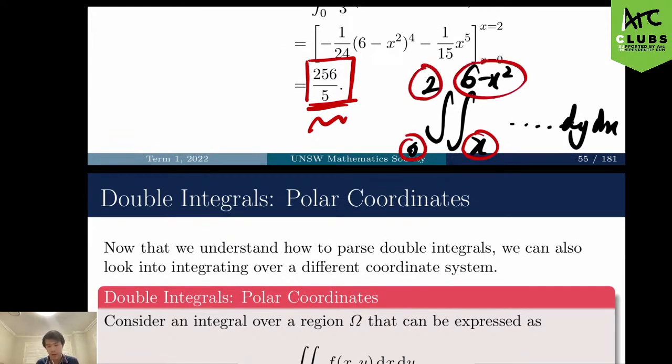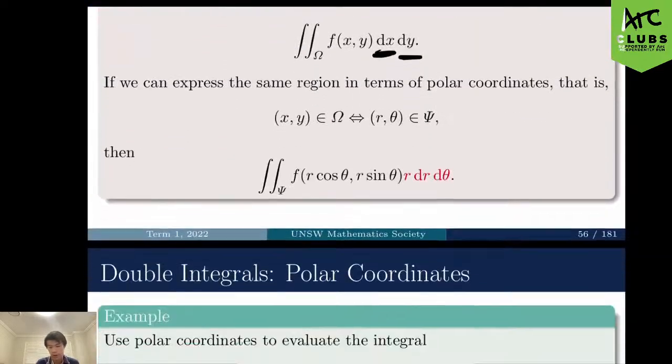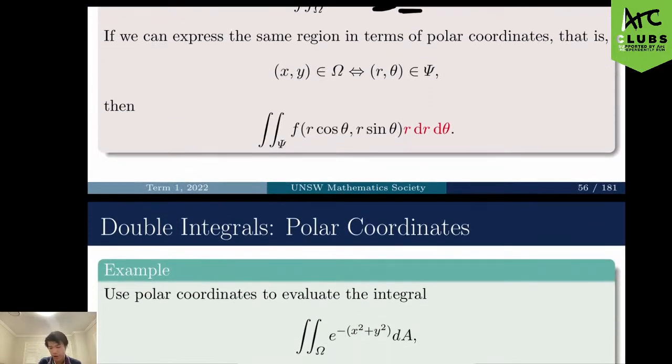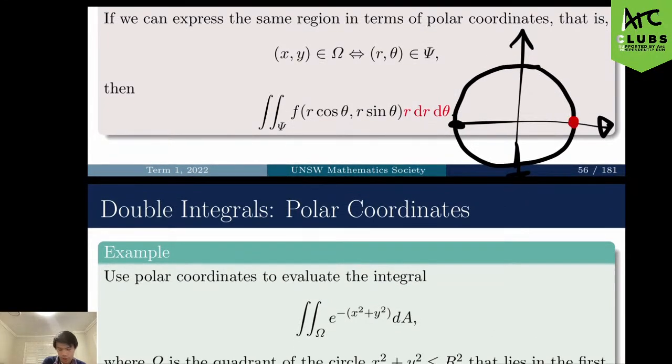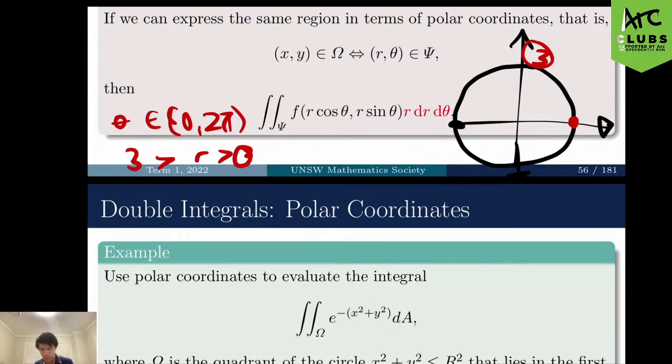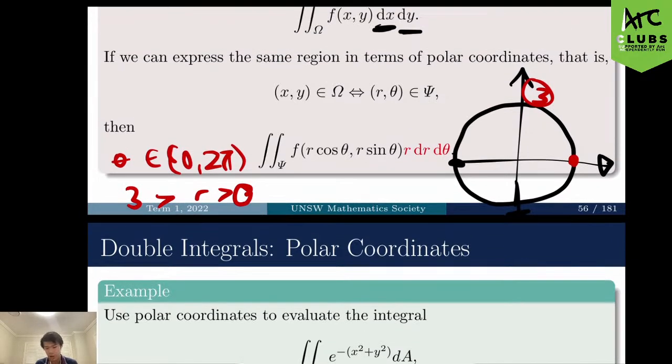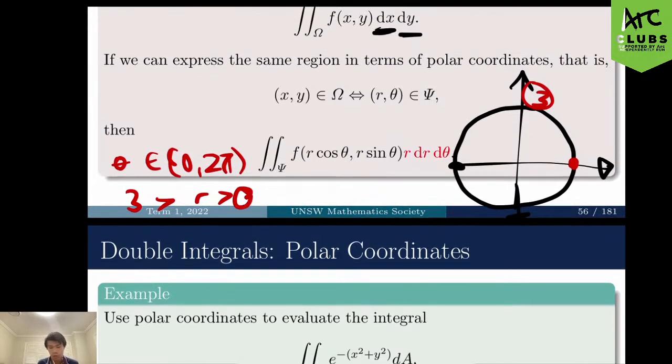Well, there's no reason why we can't do this with polar coordinates, right? Because let's say, for example, we want to integrate over a circle. We can also define that in terms of r and theta. Theta goes between 0 and 2 pi. And r, well, that can be just between 0 and this radius here. Let's say it's radius 3. R goes between 0 and 3. So there's no reason why we can't do the same thing with polar coordinates.